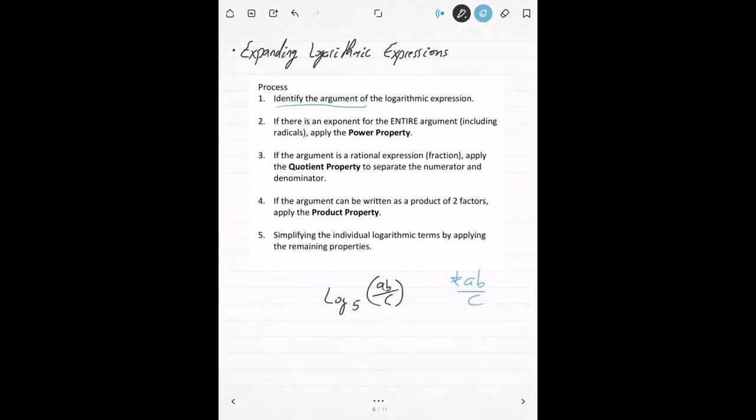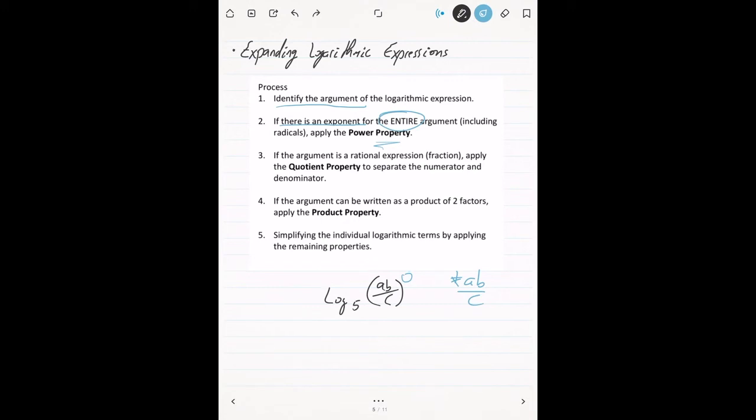If there is an exponent for the entire argument, which includes radicals, remember radicals are exponents, apply the power property, meaning that's where you take the exponent that would be outside here and you'd bring it out front. Okay, that's the power property.